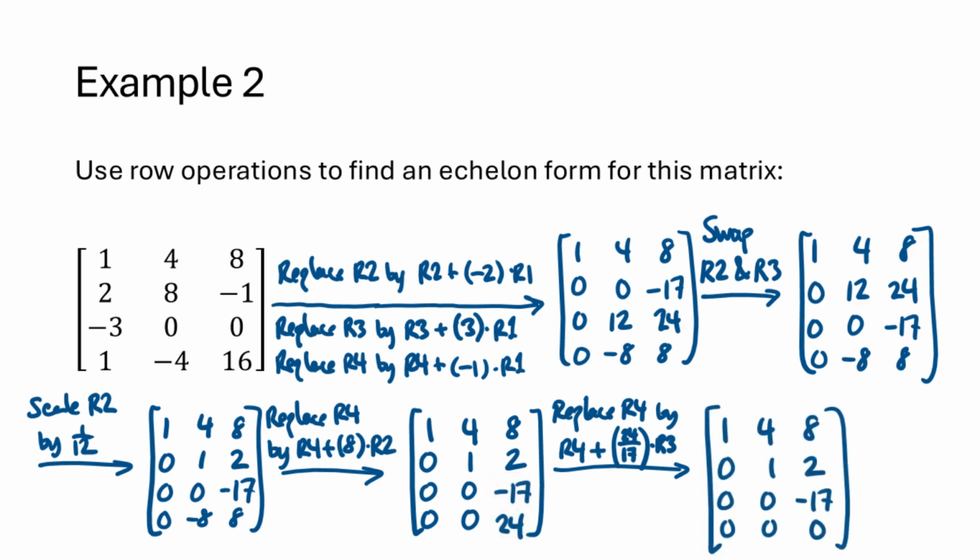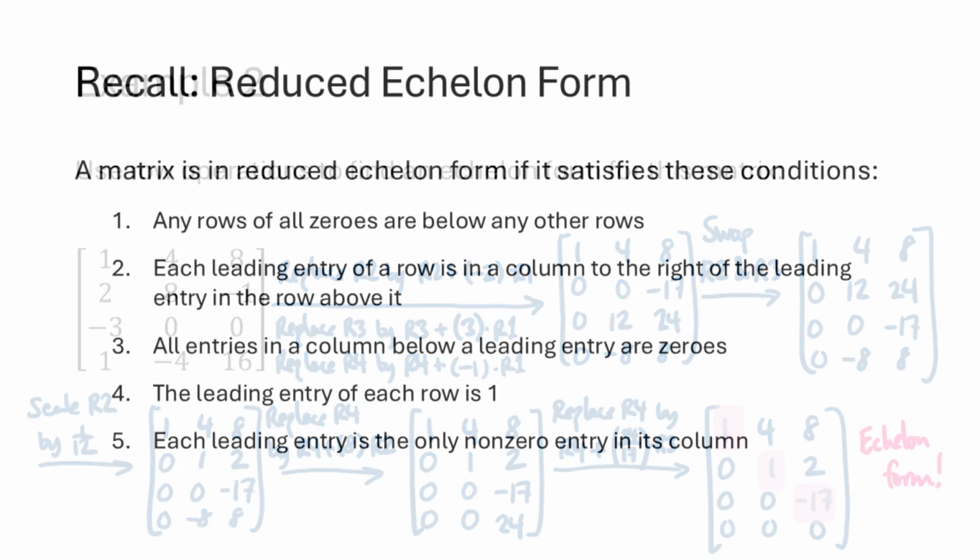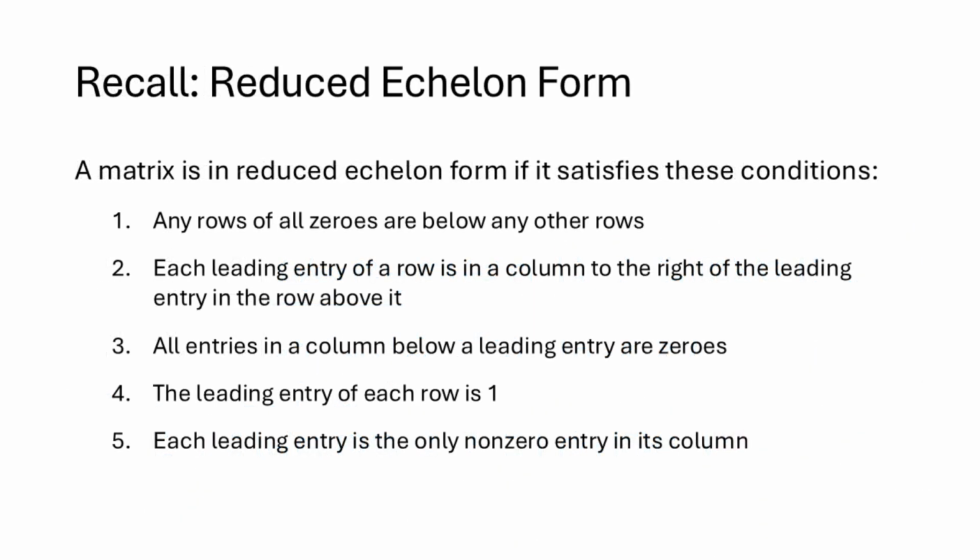So it's really up to you in these kinds of problems if you want to scale your rows to turn your pivots into 1s. It is convenient. It makes it easier to think about those missing numbers that we need, but it's not required. In this case, we have our echelon form, so we're done with this one. Now, sometimes, as we'll see in the next lecture, we'll want our matrix to be in reduced echelon form.